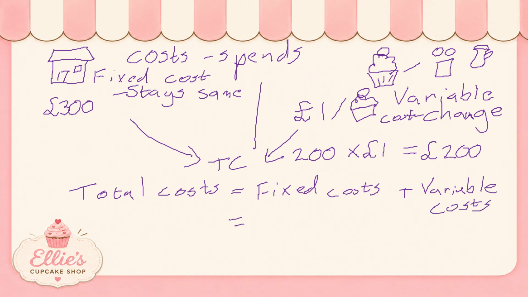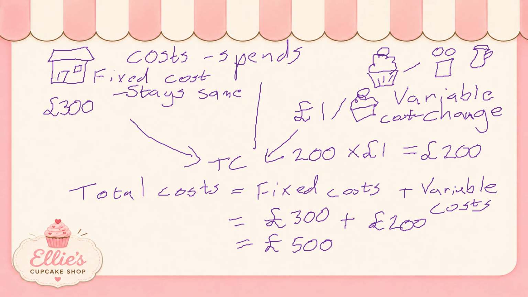So her fixed cost is her rent. It stays the same as £300. And her variable cost, well, we know she's made 200 cupcakes, so it was £200. So her total cost is going to be £500. So that's the amount of money leaving her business. If she makes 300 cupcakes, it's going to change because of this variable cost over here.